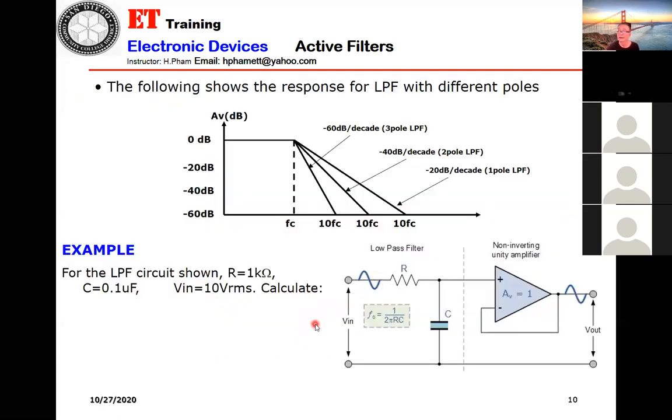Now, this one you need to know. For the LPF circuit, R is 1K, C is 0.1 microfarad, V in equals 10 volts RMS. Let's see, first, the gain. What is the gain for this op-amp circuit?